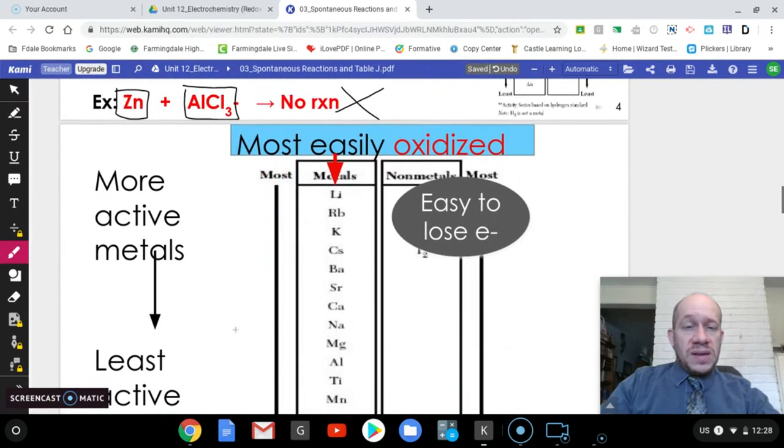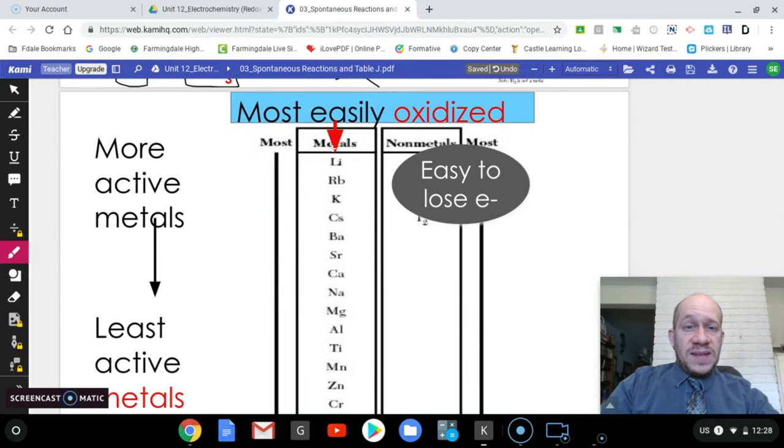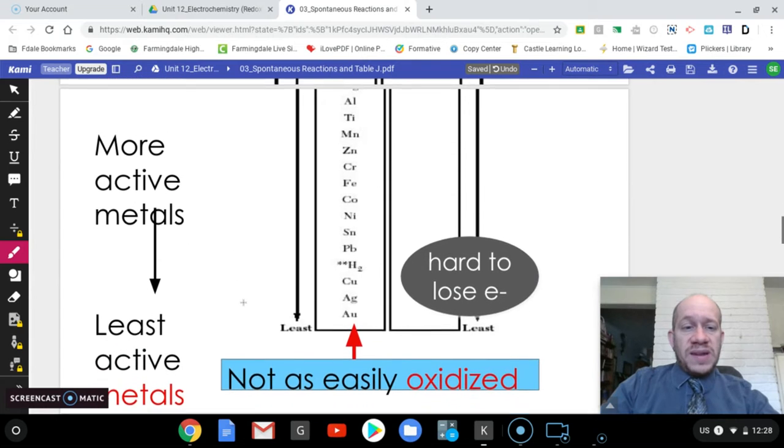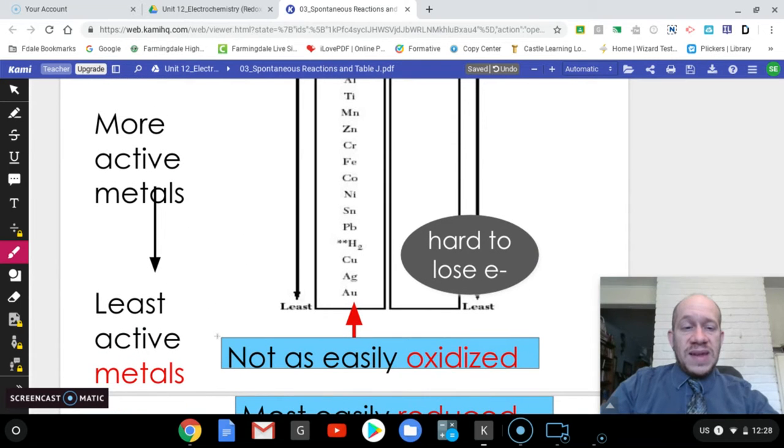On Table J, if an element is at the top, that means it's most easily oxidized. That means it's easy to lose electrons. The more active metals are at the top, and they proceed down to the least active metals. The least active metals are not as easily oxidized, therefore they're hard to lose electrons.